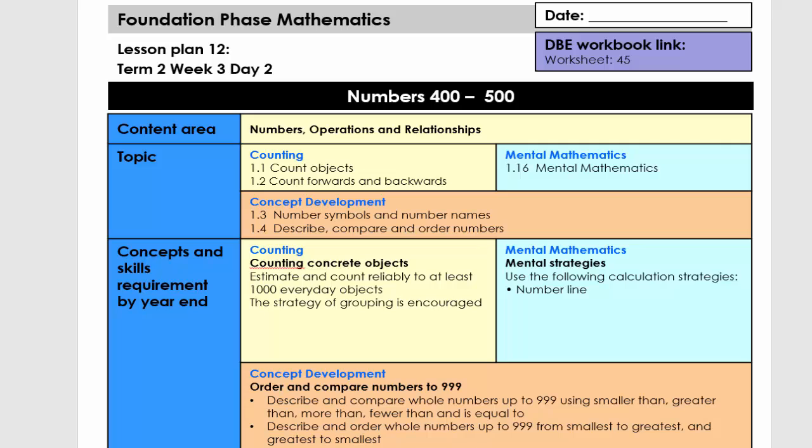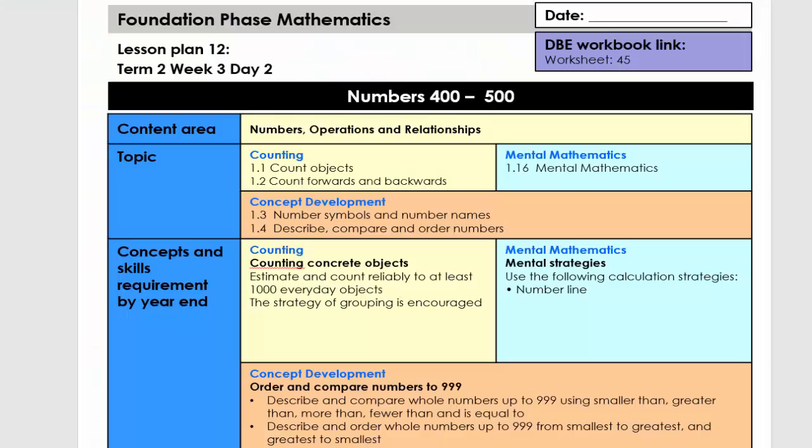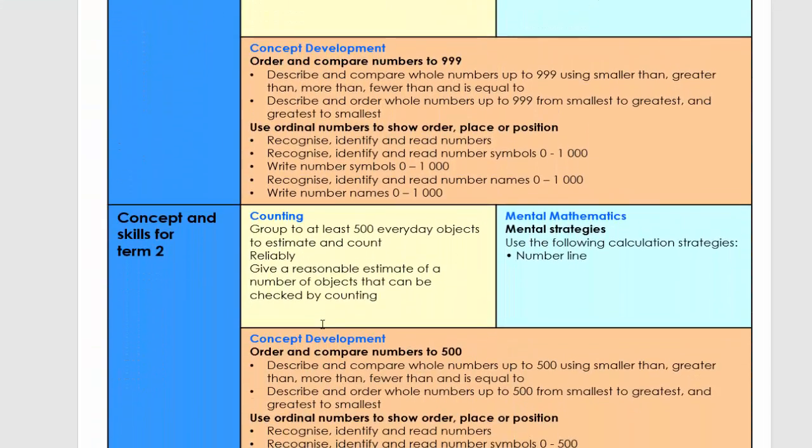Good day, everybody. Today we're going to do lesson plan number 12, grade 3, term 2. And the topic is numbers 400 to 500. We're also going to look at worksheet 45 in the DBE workbook, or you can use the SA Teacher worksheet. Then I'm going to scroll down here and you're going to stop and pause and you can see how it links to the curriculum.